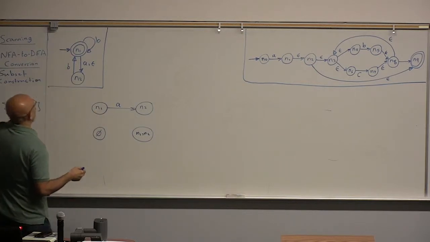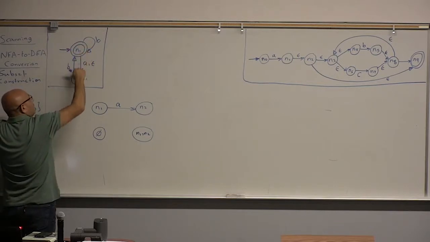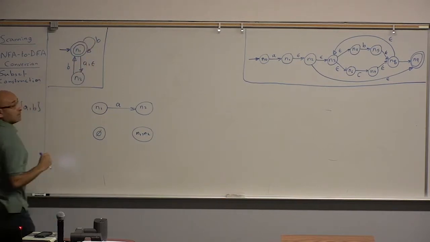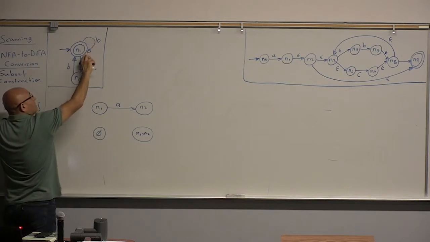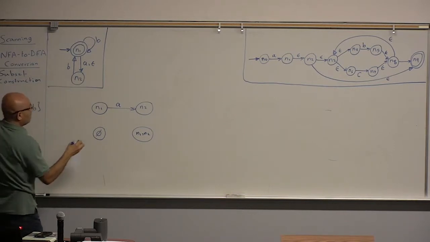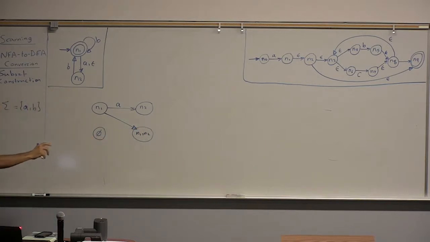Now, if you get a B when you are in N1, how many possibilities are there? Two possibilities. Because of the epsilon transitions, you can either choose to stay in N1, or you can take this cycle and stay in N1, then take the epsilon transition to N2. So if you get a B when you are in N1, you will go to N1, N2. This is the set of states that we will think of as a single DFA state. This is a key idea.